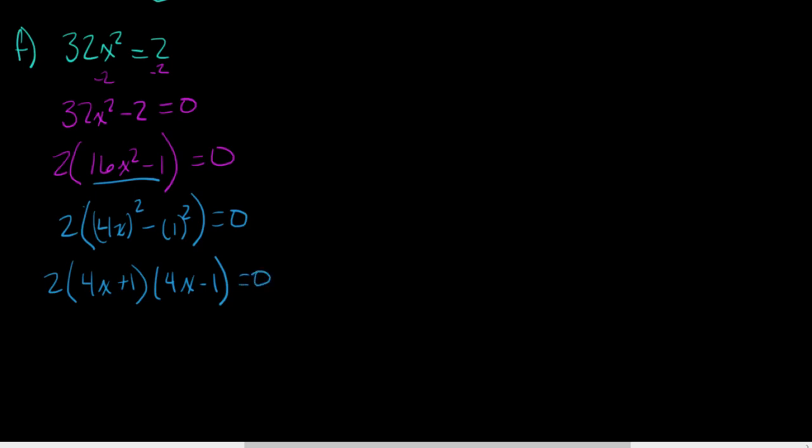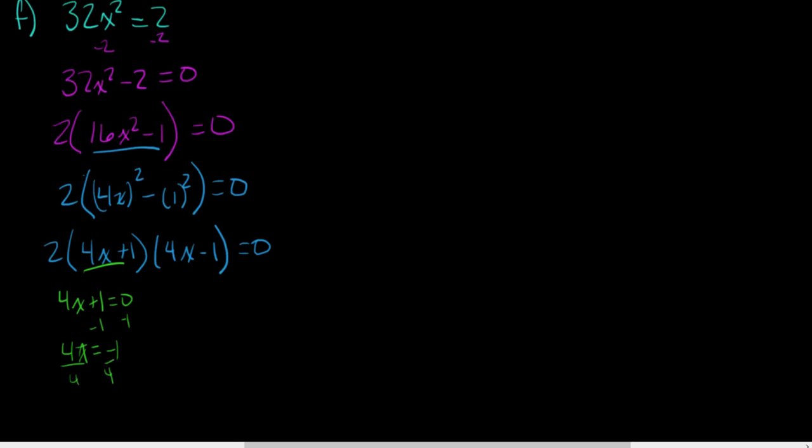So once we're here, we'll just go ahead and take each one of these individually and set them equal to 0. So I'll start with 4x plus 1. Again, we're just going to ignore that 2. Subtract 1 from both sides. I get 4x is equal to negative 1. Divide both sides by 4, and I get x is equal to negative 1/4.